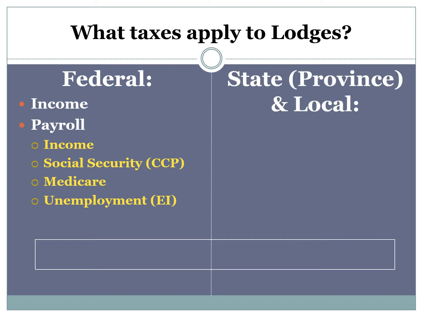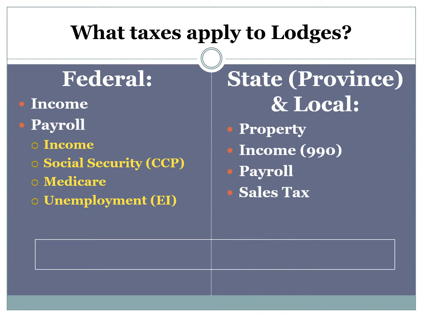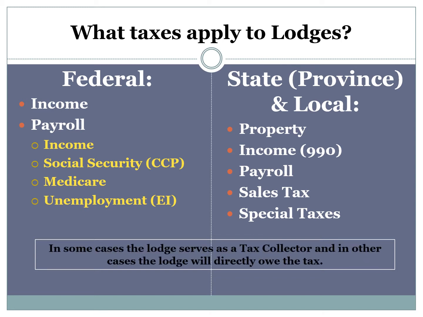On the state and provincial, or local sides, we have property taxes. We have income taxes. Normally, the income tax return, the 990, or the T2, is accepted by the locals as your return. Payroll taxes, sales tax, special taxes. In some cases, the lodge will serve as a tax collector, and in other cases, the lodge will directly owe the tax.